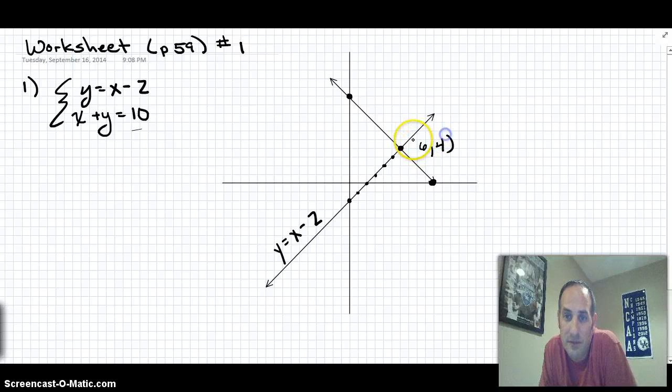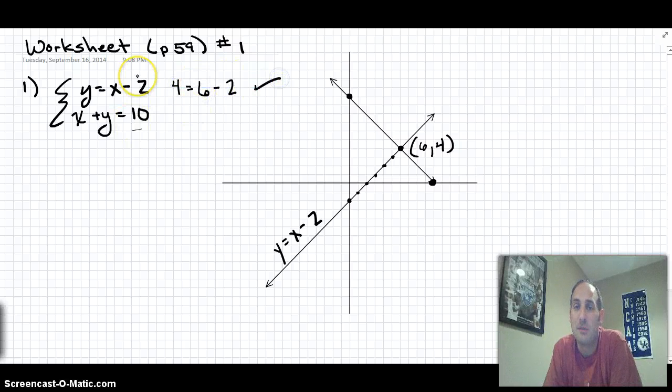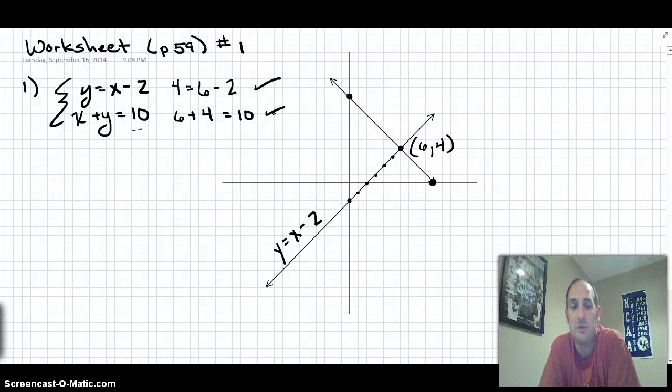You'll notice that 6 and 4 add up to 10, and 6 is also 2 more than 4. That's what the first equation said. So when we check these out, they are going to work. When y is 4, then x is 6. That's a true statement. That makes the first equation true. If 6 plus 4 for x and y respectively, that also equals 10. And we can see that that works. So there's only one solution in this case, and that solution is 6, 4. You can check out number 2 in the next video.